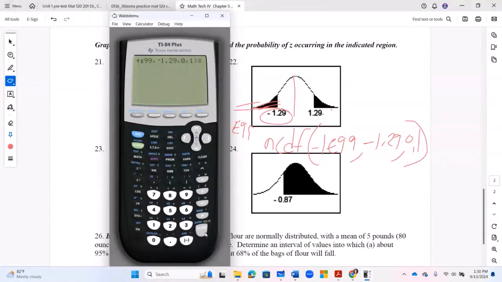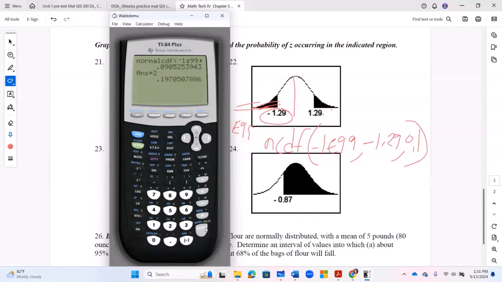So if I hit paste, it's asking me, is that what you want? Yes. So I'm going to hit enter. So I got the area to the left. All I need is to multiply by 2 to get the total area, because the normal curve is symmetrical. Therefore, my answer is 0.1971 to 4 decimal places. That's all. It's not that bad.